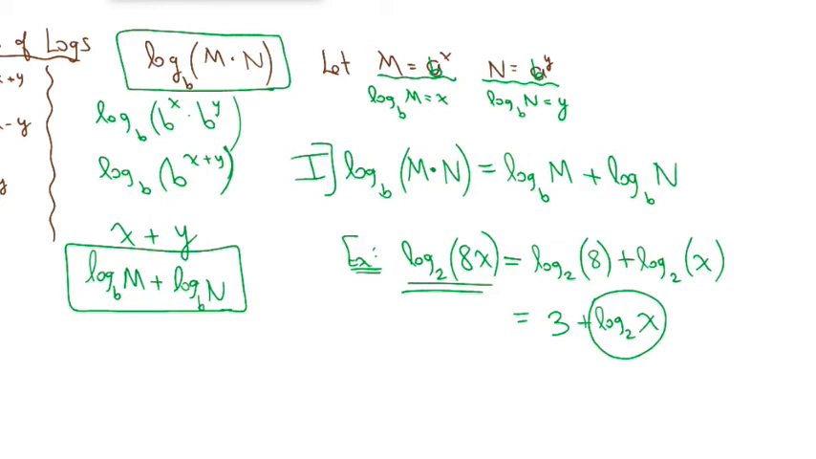All right, other properties. Doing the same technique, choosing m equal to b to the x and n equal to b to the y, we can come up with the second property, which is this. Log base b of m divided by n is equal to log base b of m, what do you think is next? It's going to be minus. Just like the exponential laws, division causes a subtraction. And log base b of n.